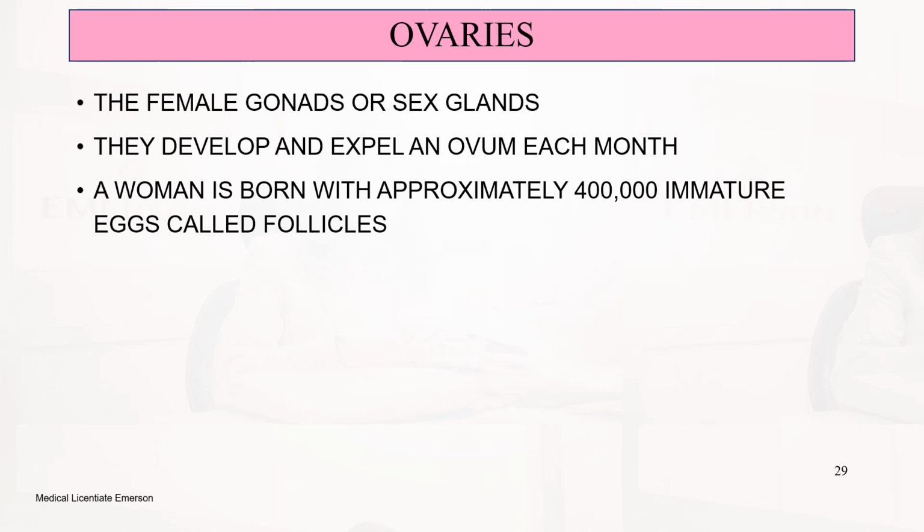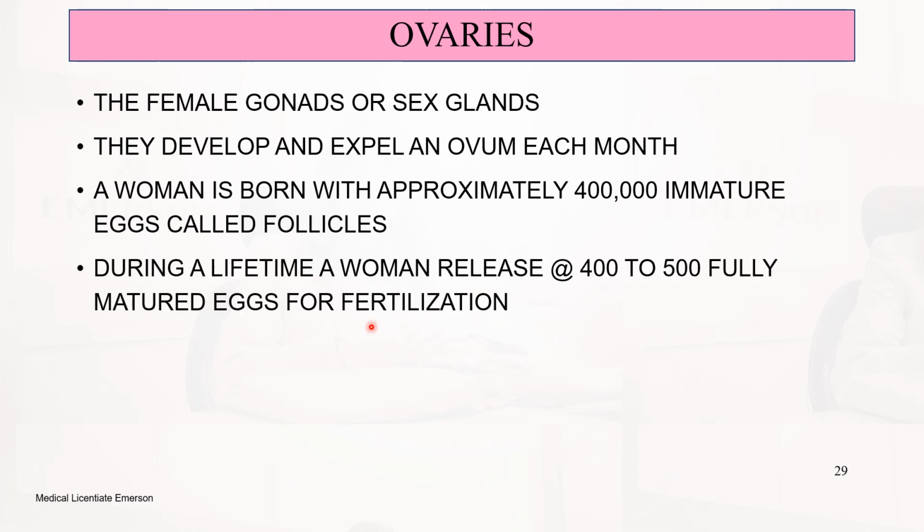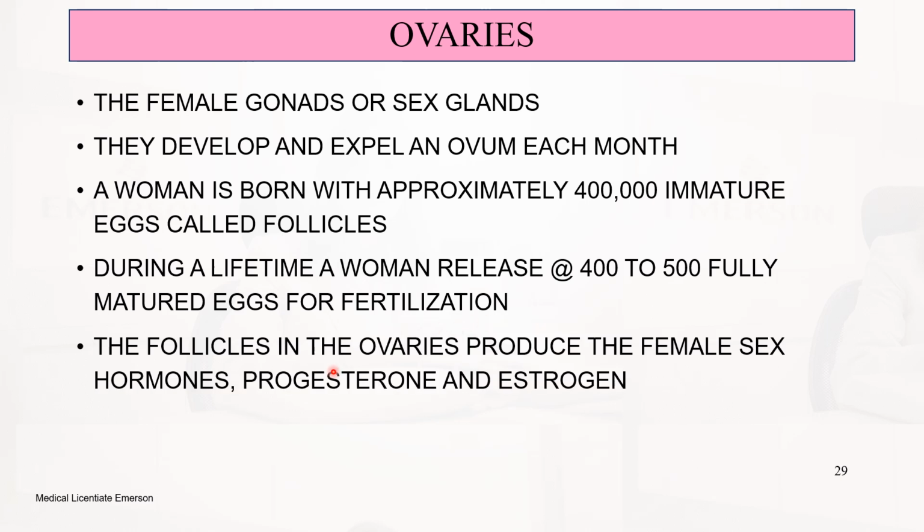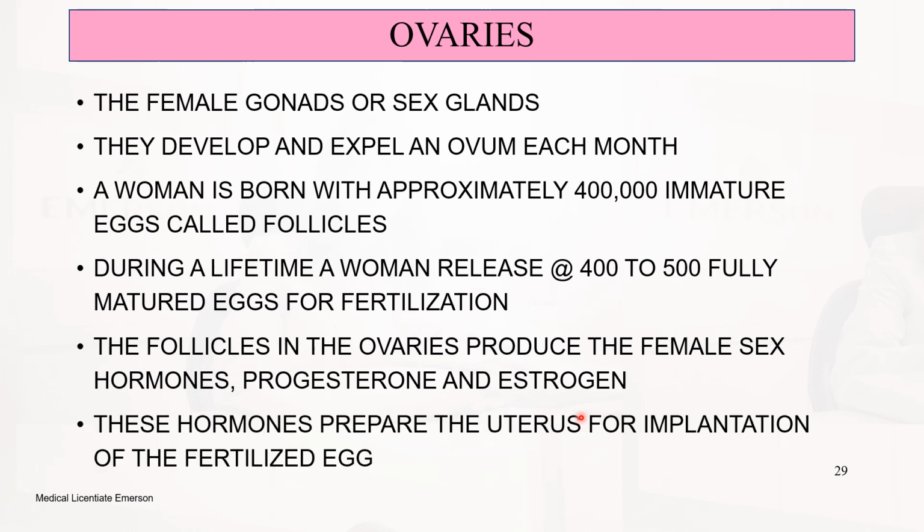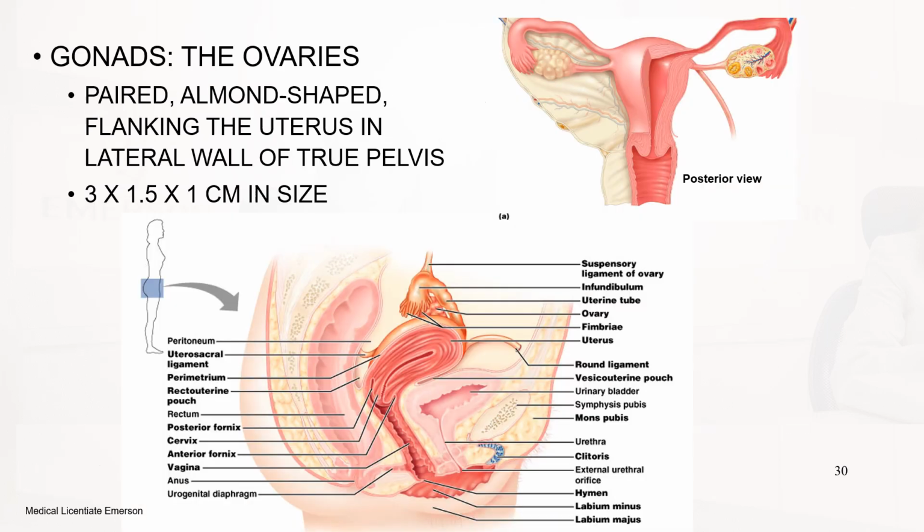Depending on the literature, during a lifetime a woman releases 400 to 500 fully matured eggs for fertilization. The follicles in the ovaries produce the female sex hormones, progesterone and estrogen. These hormones prepare the uterus for implantation of the fertilized egg.